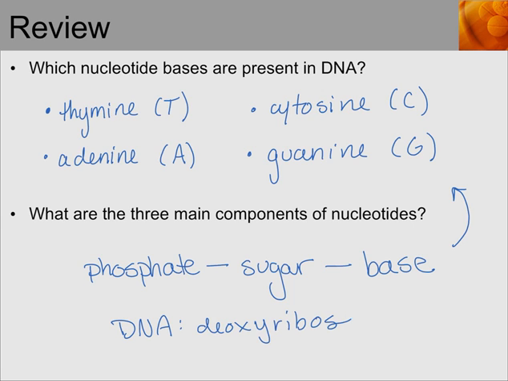Deoxyribose. And which sugar is in RNA? Ribose. So you can kind of remember it just based on the first letter, right? Deoxyribose is in DNA, ribose is in RNA. Okay.